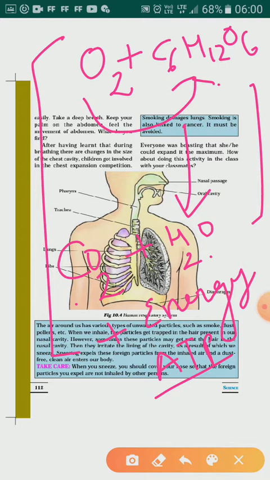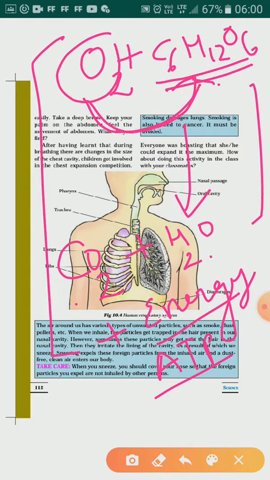So what is respiration? The burning of food and release of energy. Food is glucose, and how is it burning? Fuel is the oxygen. Oxygen helps in burning this food so that we can get the energy, because we eat food to get the energy.